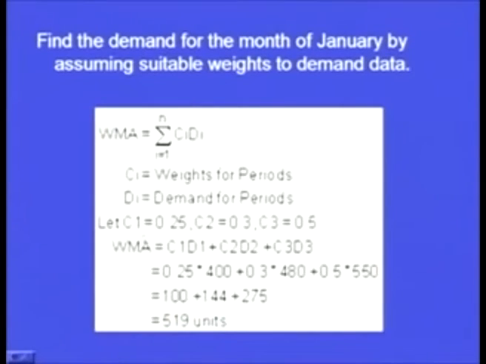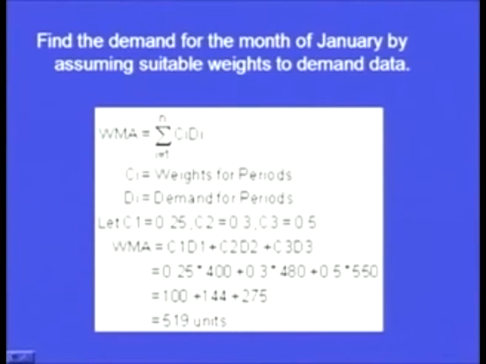So let C1 be, now the first weight is 0.25, C2 is 0.3 and sorry, C3 is 0.5. So the weighted moving average will be C1 D1 plus C2 D2 plus C3 D3. Ideally C1 should be 0.20, because then the addition of all these weights will turn out to be 1, but somehow it has been put as 0.25. So that is not an important issue. Weighted moving average, we need to understand how it is calculated.